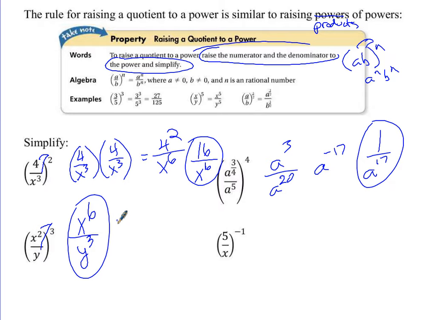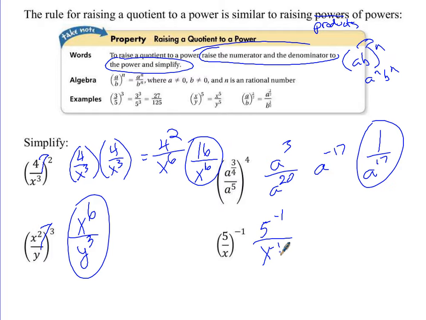Send in the exponent. So when I do that, what do I get for my numerator? 5 to the negative first, that's right, over x to the negative first. Is that a good answer? No. So what do I need to do?